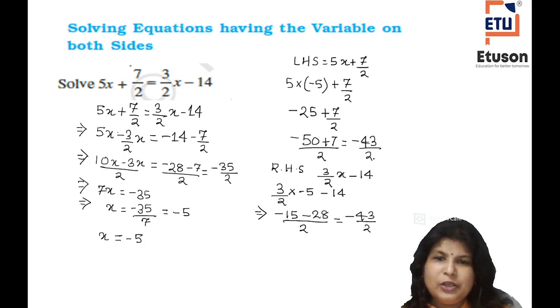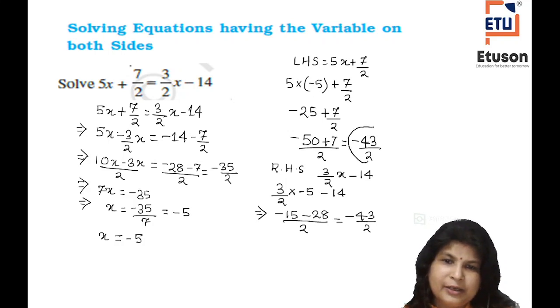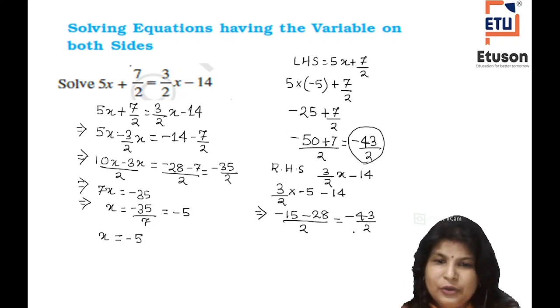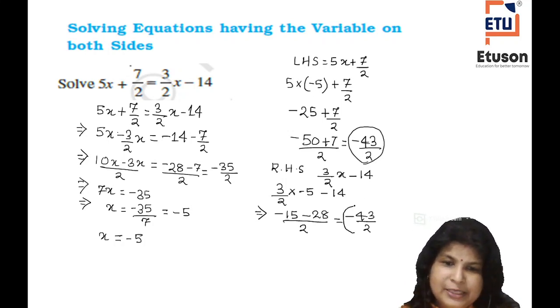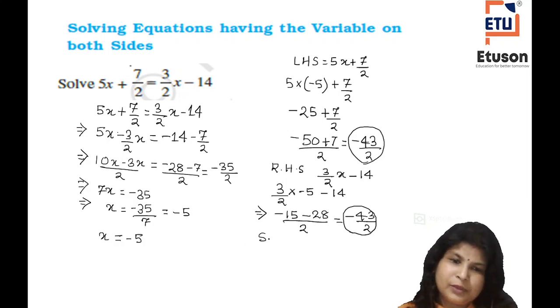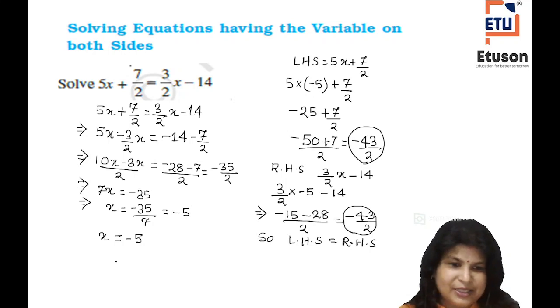Correct or not? What you had got in the left hand side was minus 43 by 2. Now by putting x is equal to minus 5 in the right hand side, you have got the same answer. So your left hand side is equal to right hand side. Hence, your solution is correct.